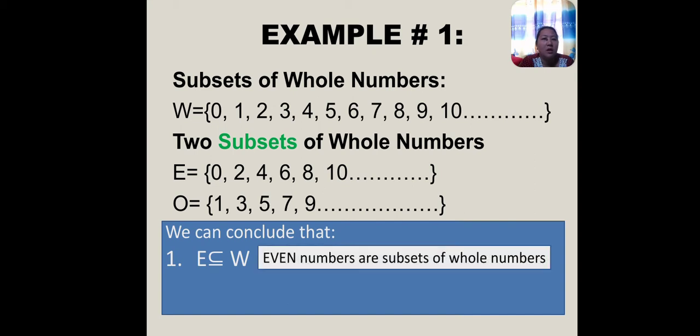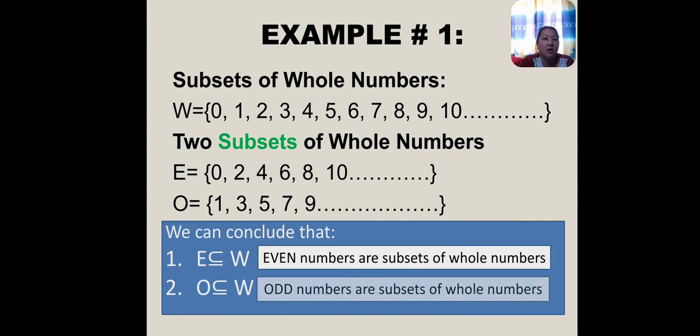So even numbers are a subset of whole numbers. Another is that O is a subset of W, or odd numbers are a subset of whole numbers. Okay, so odd numbers are subsets of whole numbers. So 1, 3, 5, 7, 9 are numbers we see in the elements of whole numbers: 0, 1, 2, 3, 4, 5, 6, 7, 8, 9, 10.